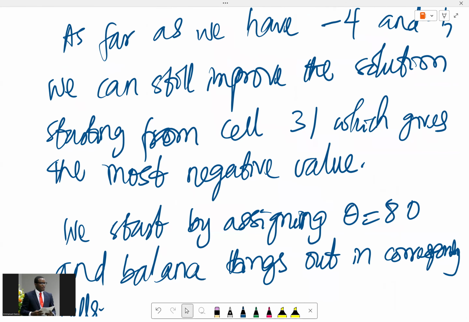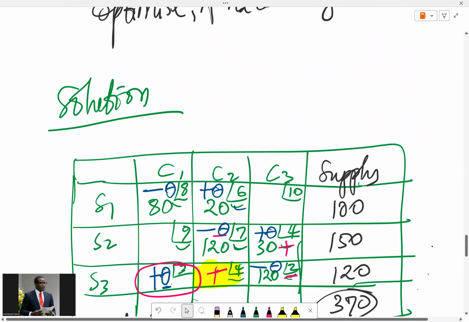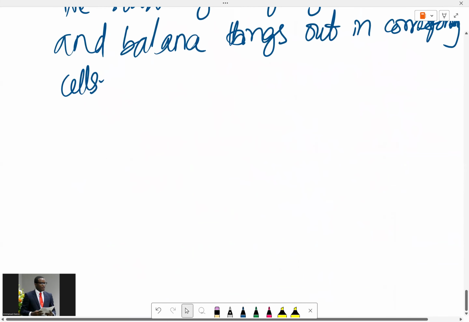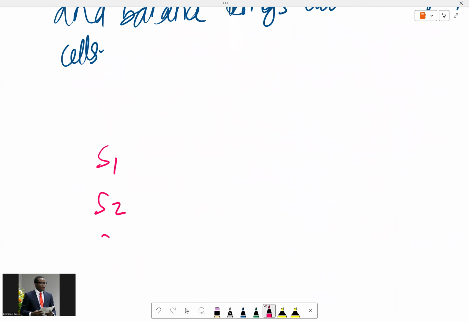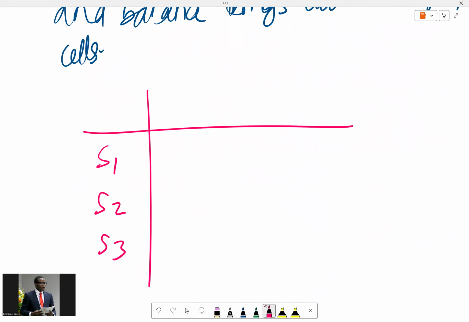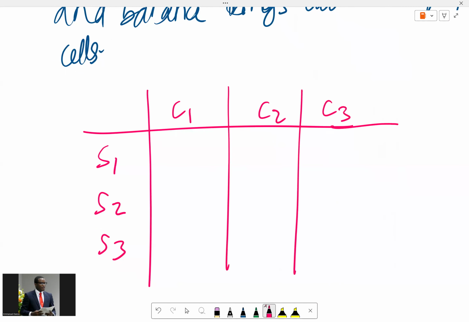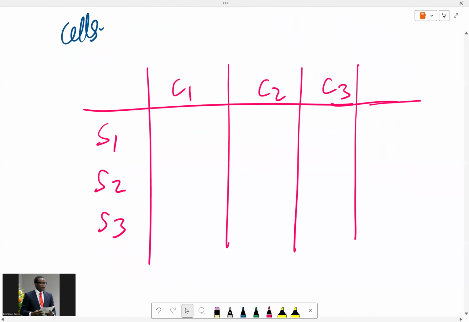So in that case now, I can redraw the table. Let me redraw the table, and I have supplier 1, supplier 2, supplier 3, and then consumer 1, consumer 2, consumer 3. Okay.